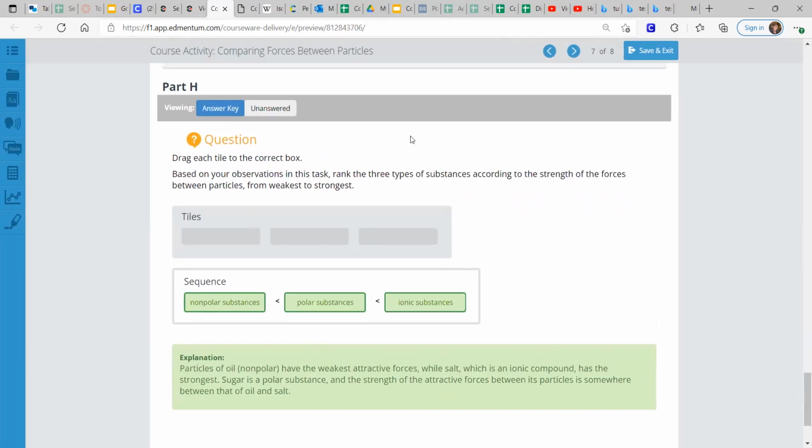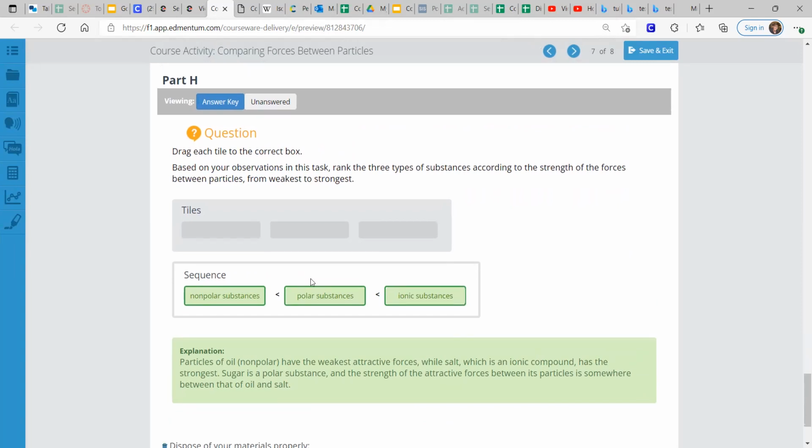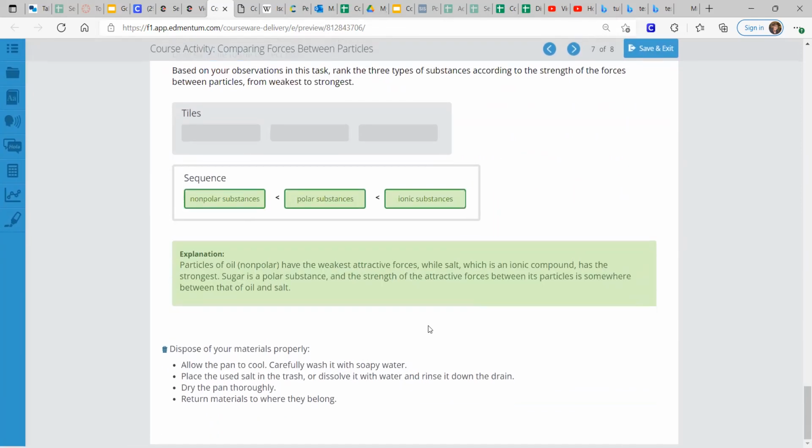Here is part H. Rank the three types of substances according to the strength of the forces between particles, weakest to strongest. Nonpolar, then polar, then ionic.